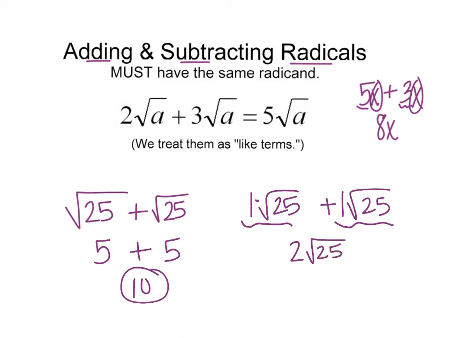Now, let's see if this works out to give us the same answer. Well, the square root of 25 is actually 5. And then I still have times 2, which ends up giving me 10, which is the same thing I got over here. Okay, so just a quick refresher of what I just went over.